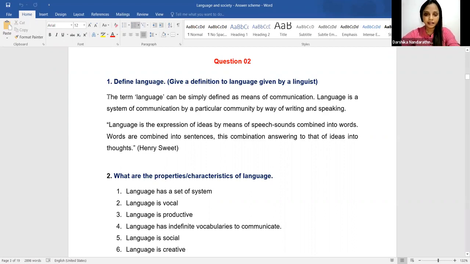Firstly, you can see two sentences written by us. The term language can be simply defined as means of communication. Simply, what is language? That is explained. Language is a system of communication by a particular community by way of writing and speaking. So a simple idea of the term language is provided through those two sentences.